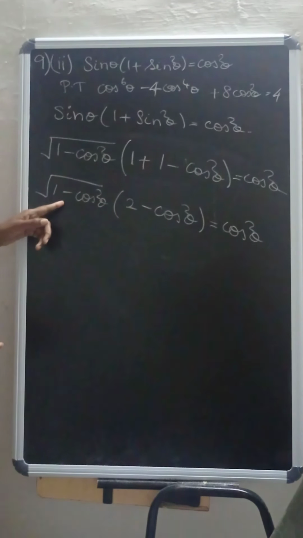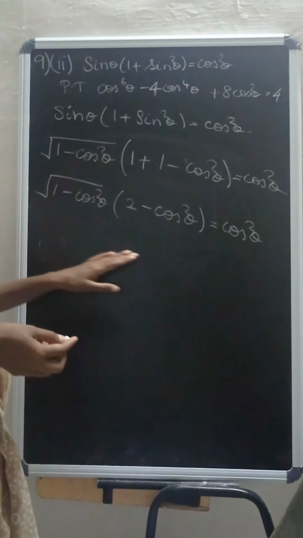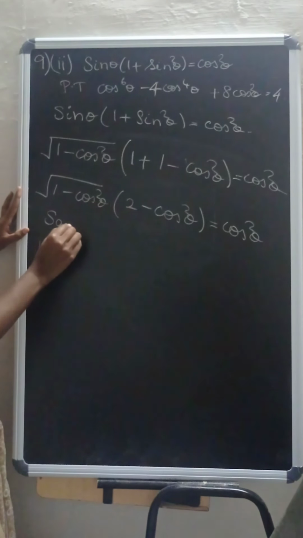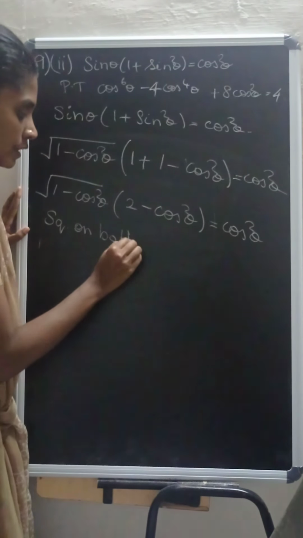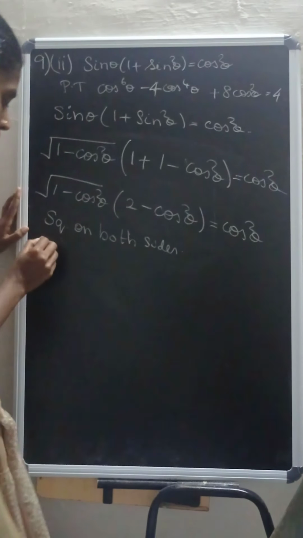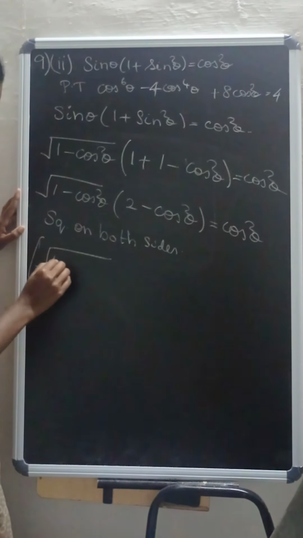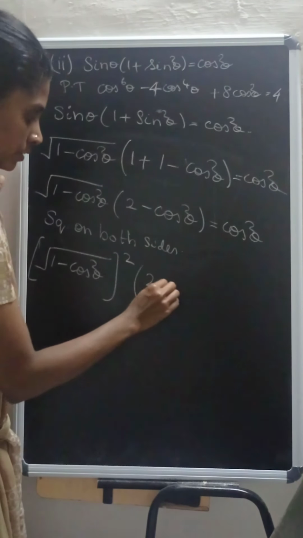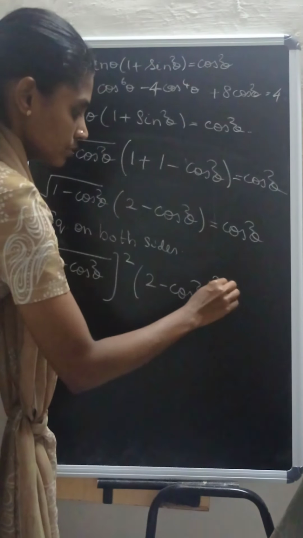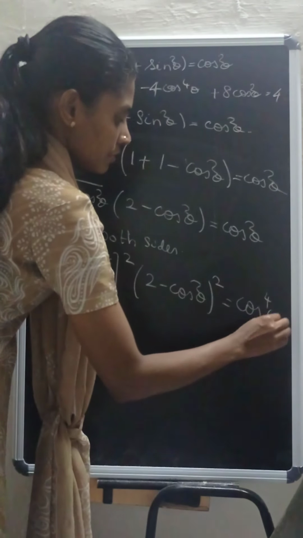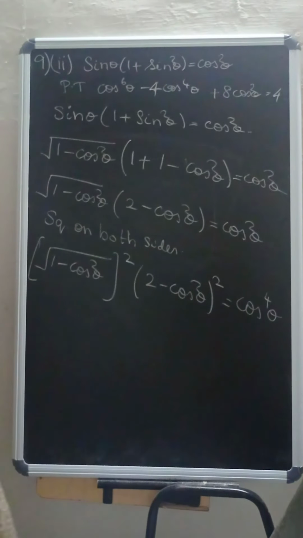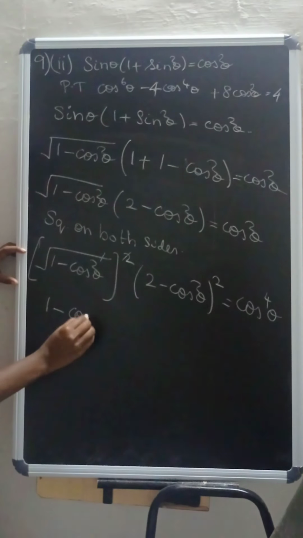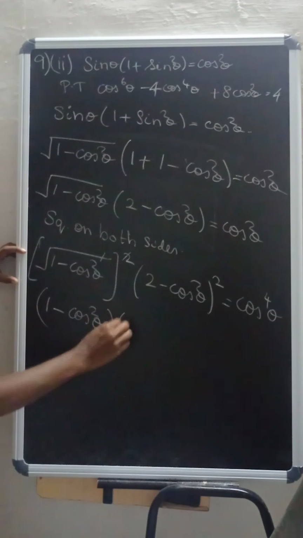Now because root is given here, we cannot deal with the roots, it will become complicated. So now we will square on both sides. Squaring on both sides. 1 minus cos square theta into 2 minus cos square theta the whole square is equal to cos power 4 theta. So we are squaring on both sides. This root and this square gets cancelled. You will get 1 minus cos square theta.